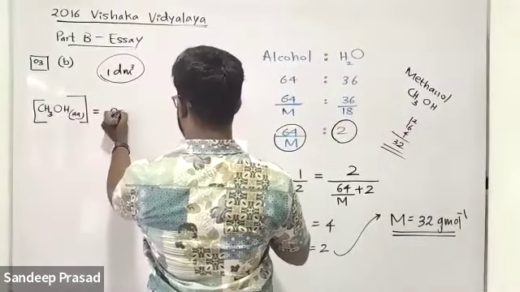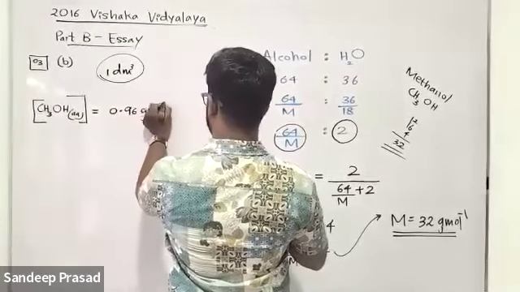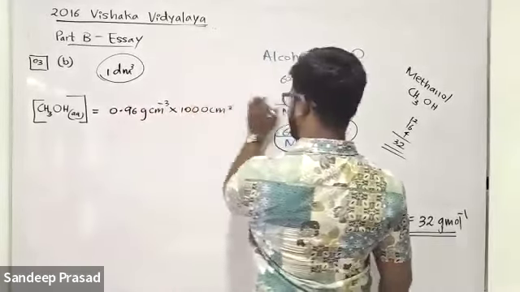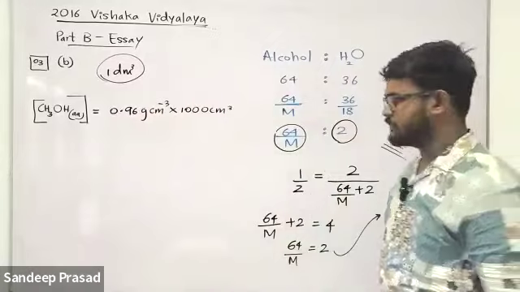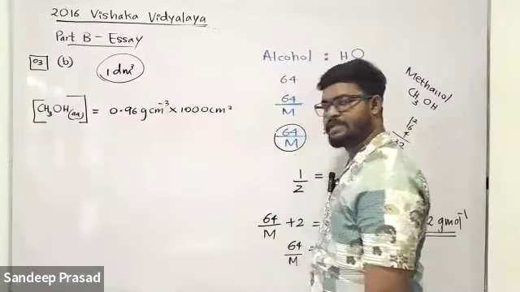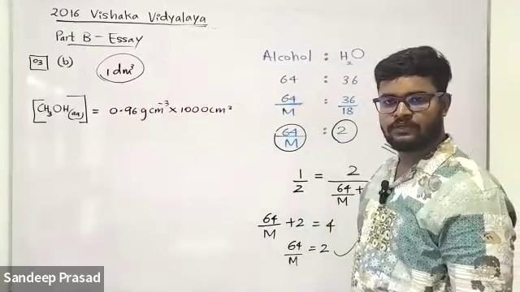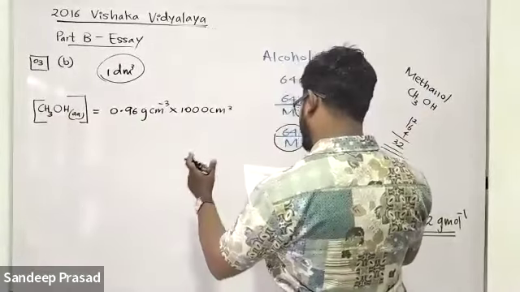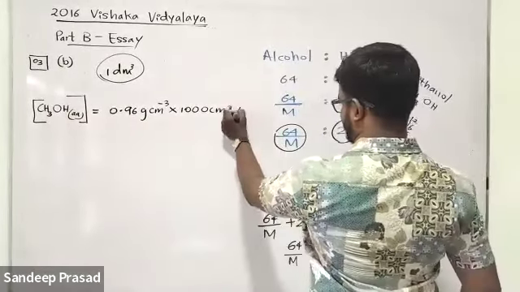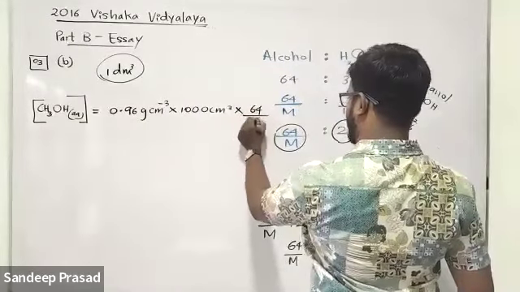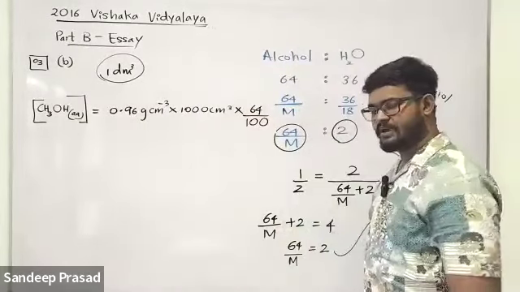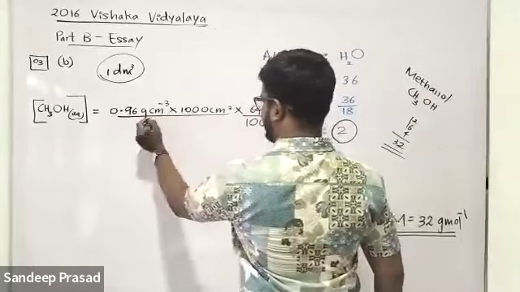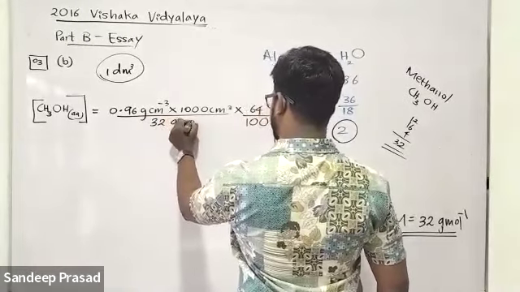Since they have given the density, it should be multiplied by the volume. 1 cubic decimeter is equal to 1000 cubic centimeters. Then we obtain the mass of the solution. But we need to find the mass of alcohol. We know the mass percentage is given as 64. Then this is the mass of alcohol. But our intention is to find the concentration. Therefore, we need the number of moles. Then divide this by its corresponding molar mass, 32 grams per mole.